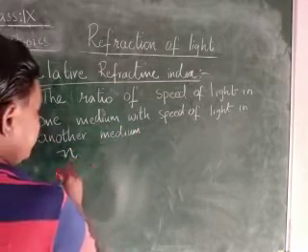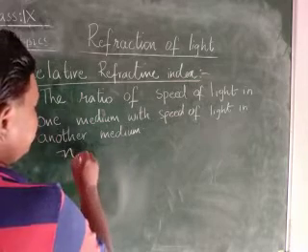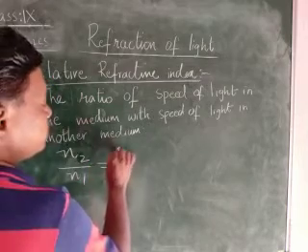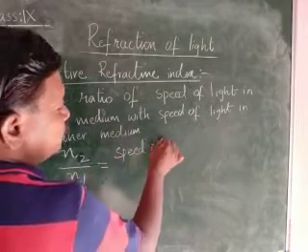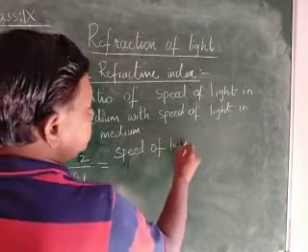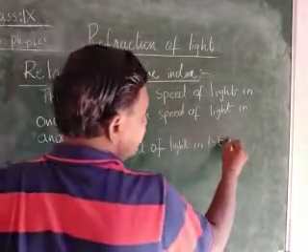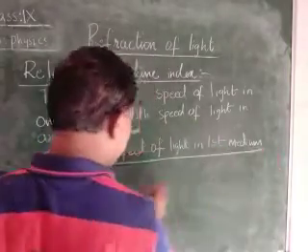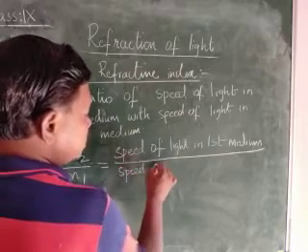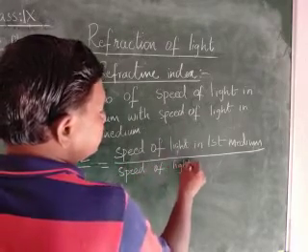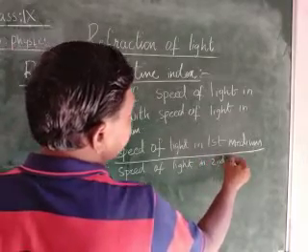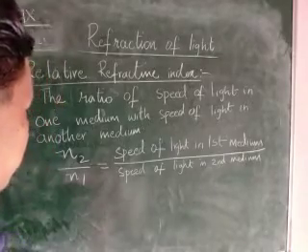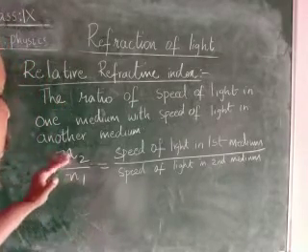That is, n2 by n1 is equal to the speed of light in the first medium, it can be any medium, by the speed of light in the second medium. See here, children, I am writing it as n2 by n1. I am not writing n1 by n2.